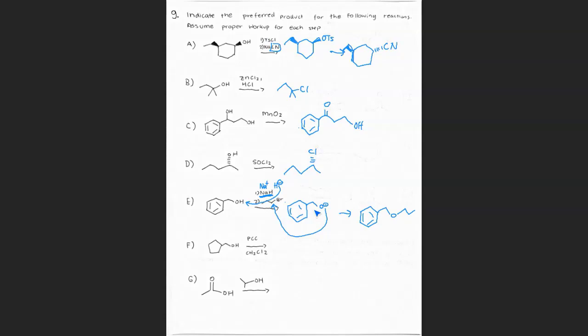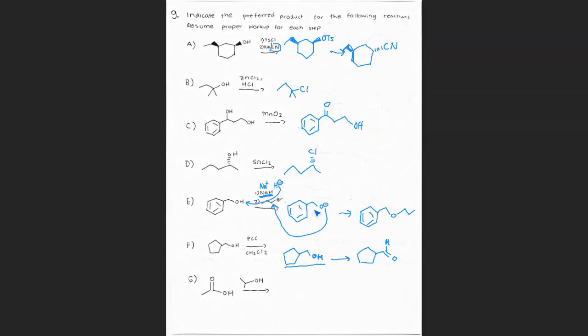And then part F, PCC, that is your weak oxidizer. And so with what we have right here, which is a primary alcohol, with weak oxidizers, it's going to add one bond to oxygen. So instead of one connection to oxygen, we're going to increase it to 2 connections. And 2 connections will be your aldehyde.